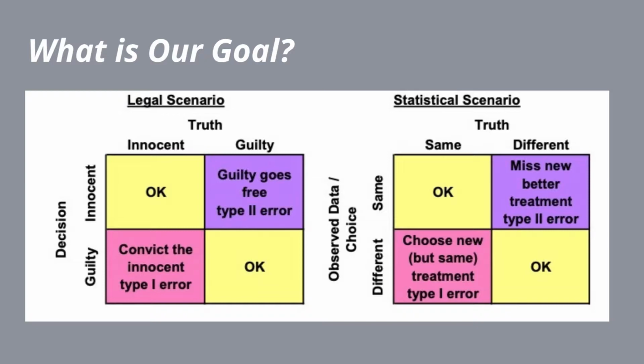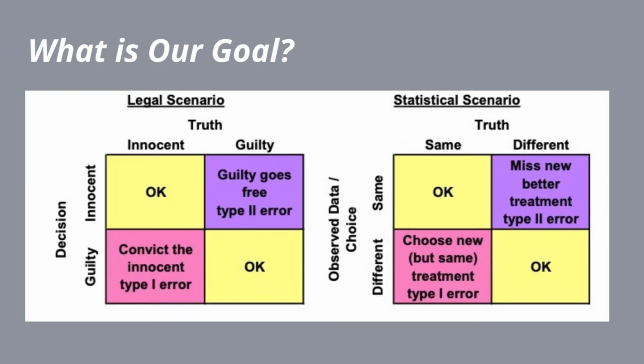An innocent person, a truly innocent person, could be found guilty. That's a horrible error. That is convicting the innocent. That's what we call a type 1 error in statistical testing. The other kind of error that can be made is that a guilty person goes free. They are found innocent. This is similar to what a type 2 error is in statistical testing.